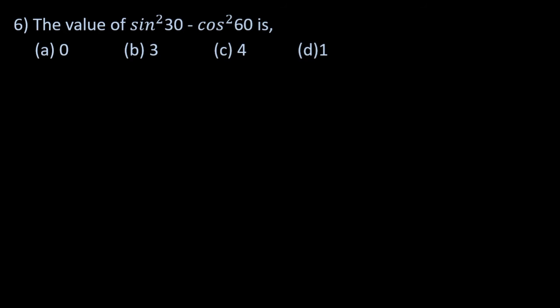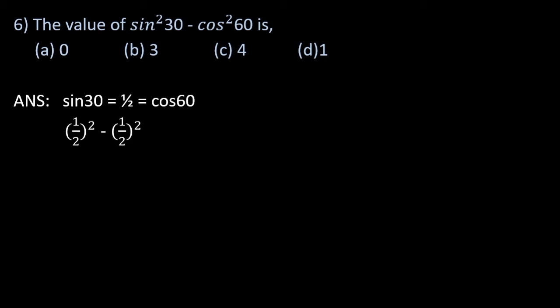What is the value of sin square 30 minus cos square 60? Options we have 0, 3, 4, 1. Sin 30 value and cos 60 value both are the same, that is 1 by 2. Now we will substitute, that is 1 by 2 whole square minus 1 by 2 whole square.